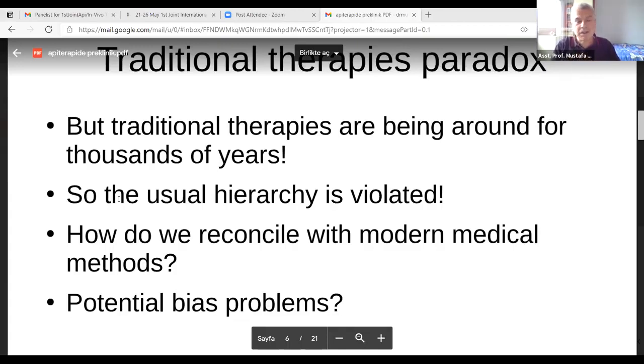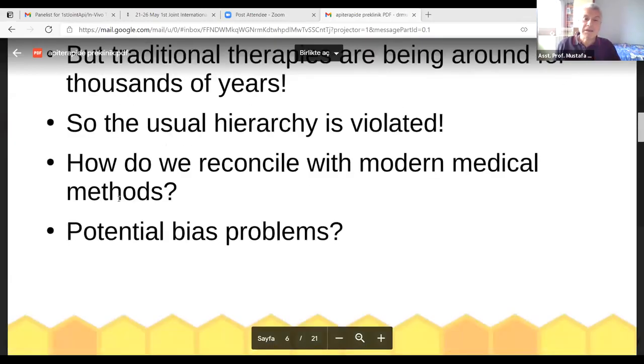Why do we have a potential bias problem? Because everybody I know who is interested in apitherapy and bee products is actually on the business side, if you like. I mean, they have some sort of gains out of this. Therefore, the scientific community always raises an eyebrow because of this kind of involvement.